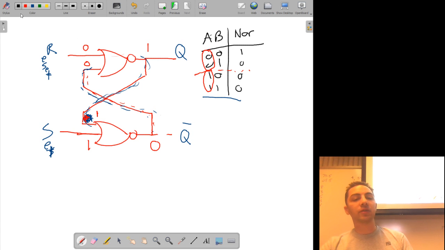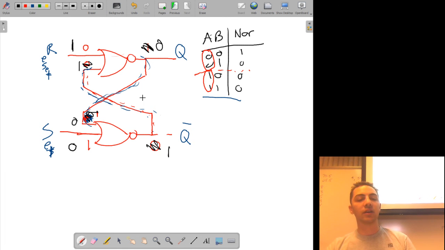If I do it the opposite way, if I put a 0 here and a 1 here, the same process applies. 1 NORed with anything is always going to be 0. That 0 propagates over here. 0 NORed with 0 is 1. That 1 does propagate, but again, doesn't matter. This is a stable configuration. So when you put a 1 on reset, you get a 0 on Q. When you put a 1 on set, you get a 1 on Q. So reset causes Q to go low. Set causes Q to go high.